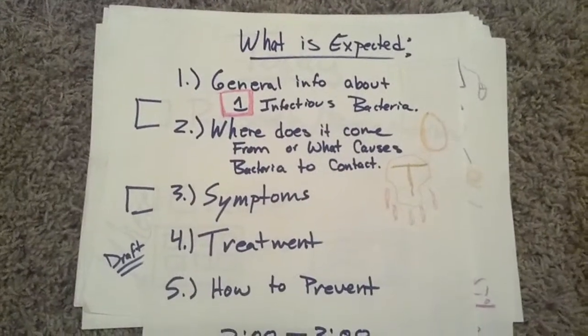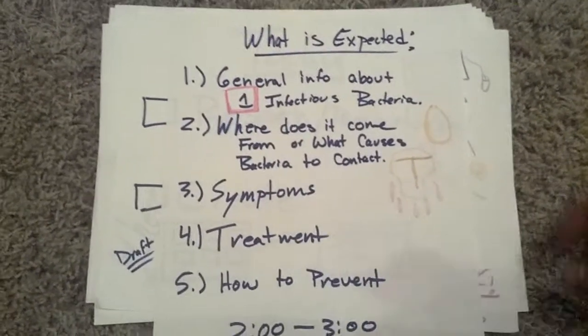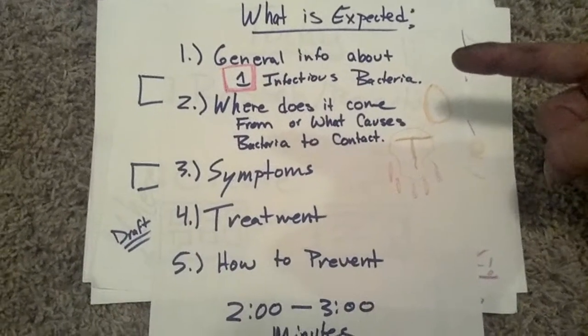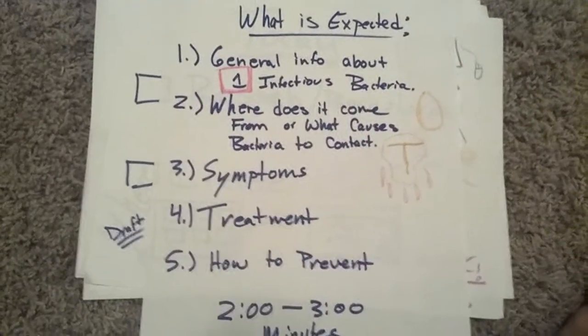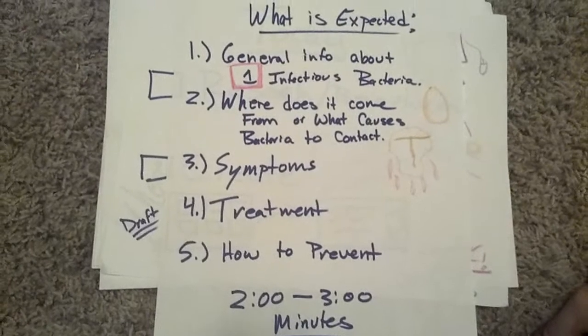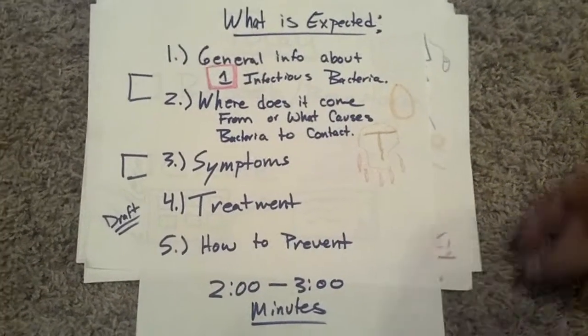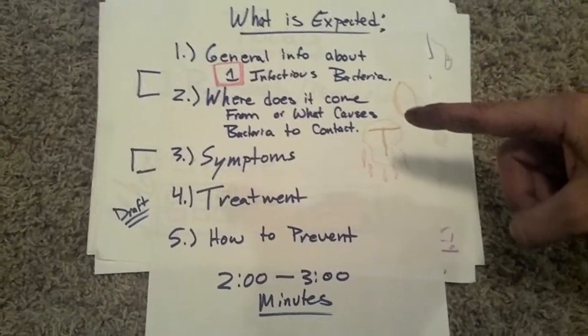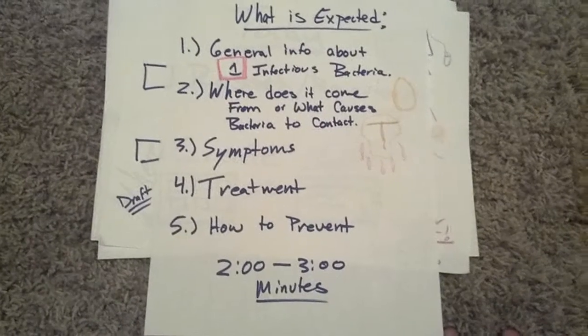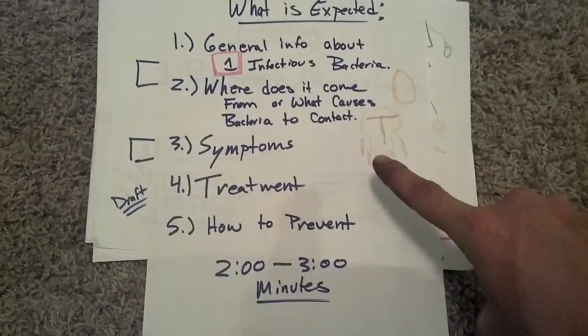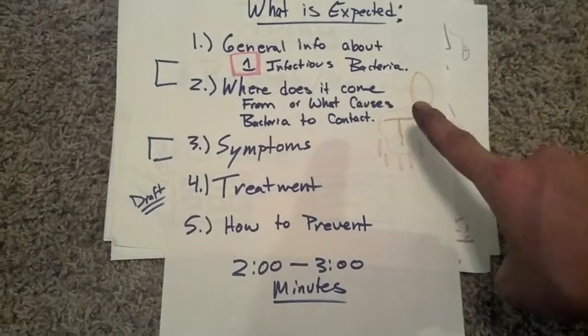What is expected? Your first slide should have some general information about your bacteria. What is its scientific name? Maybe where is it located? What environments does it like best? The next set of slides should talk about where it comes from or what causes the bacteria to contact your body. Maybe it's in undercooked meats or eggs.